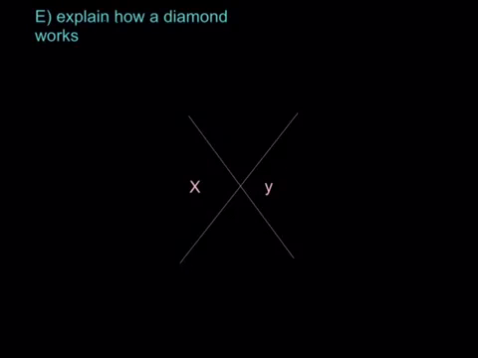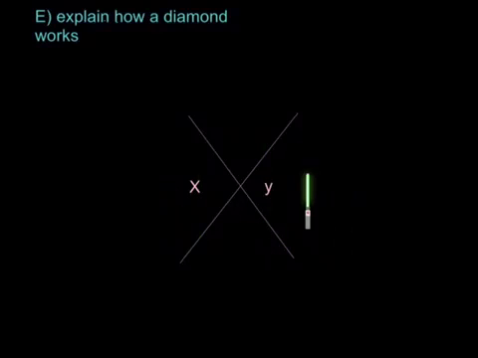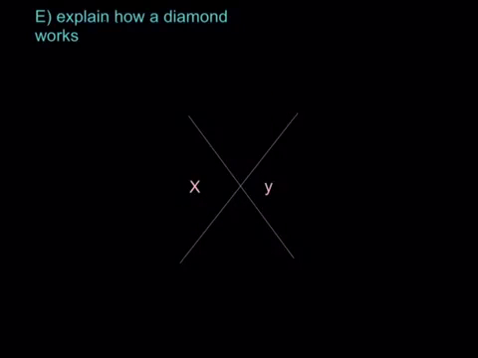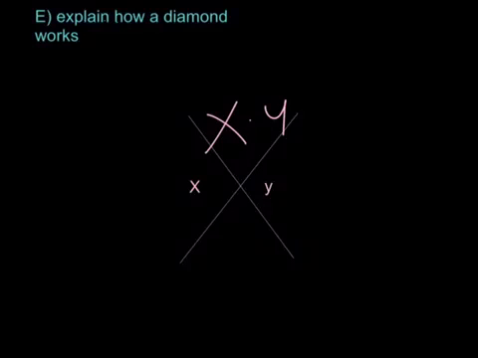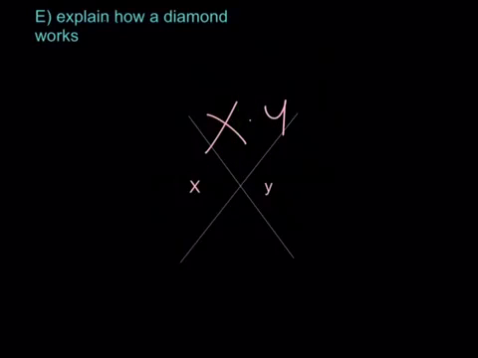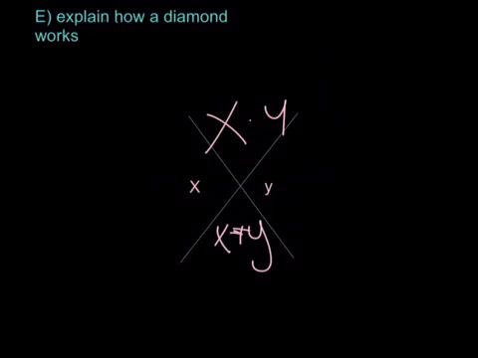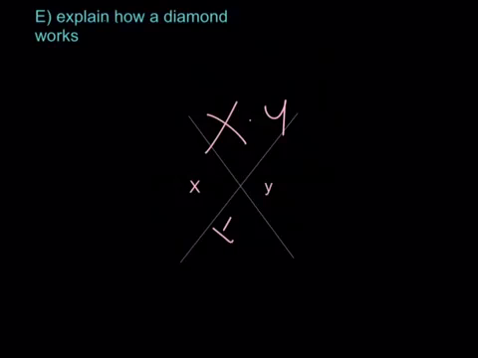Our last problem is to explain how a diamond works. As we've seen in all of our problems, we have our x and we have our y. Together, on the top, we have x times y, because this number and this number multiplied together is this top section of the diamond. And we also know that this number plus this number equals the sum.